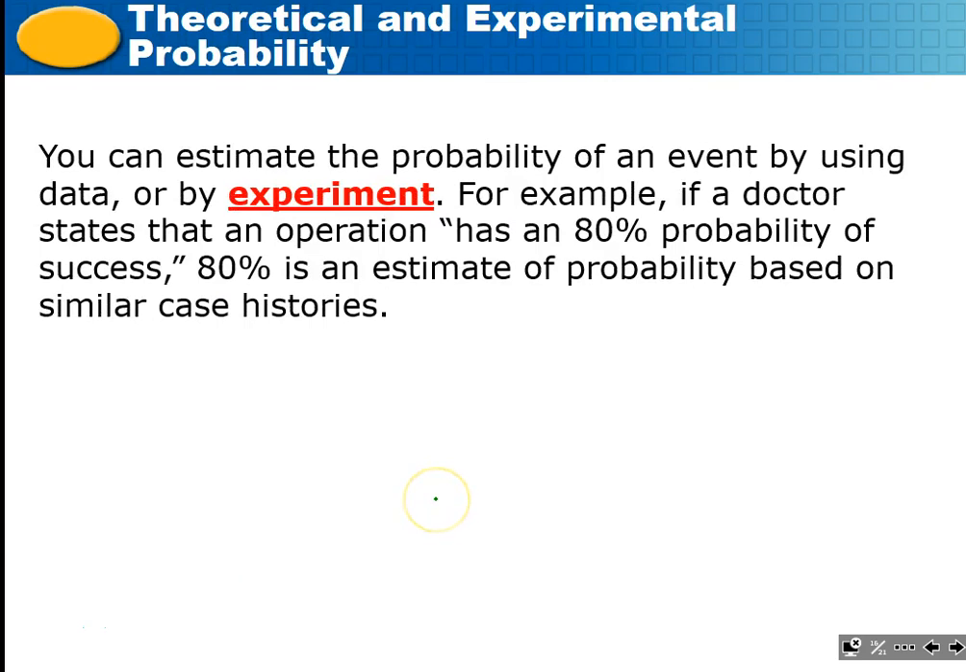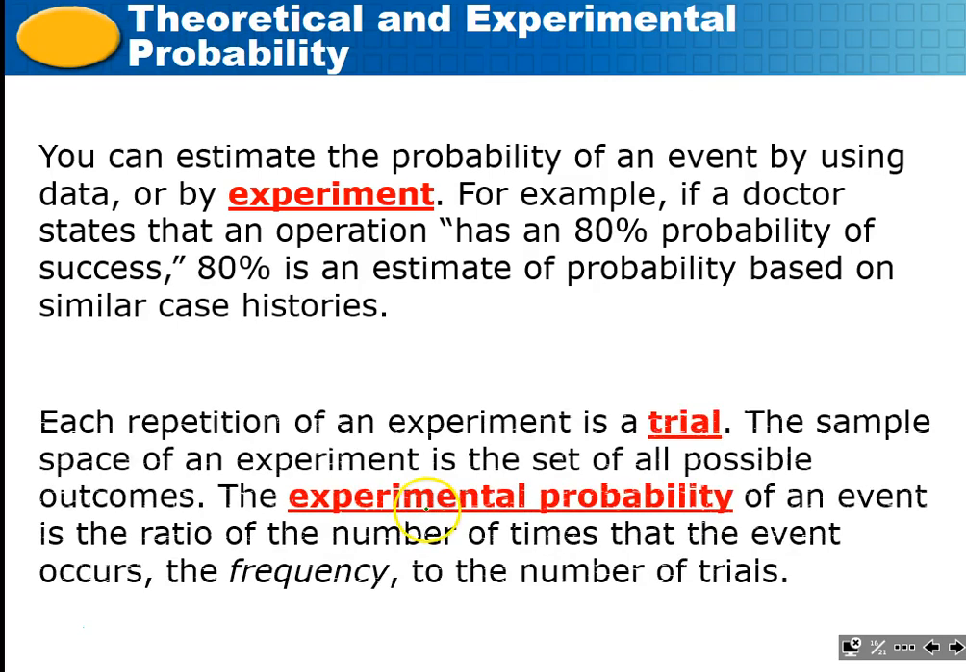All right, so now you can estimate the probability of an event by using data or by an experiment. For example, if a doctor states an operation has an 80% probability of success, 80% is an estimate of the probability based on similar case histories. Each repetition of an experiment is a trial. So in other words, I could say that I'm expecting 8 out of 10 to be successful. However, when I actually do the surgery, that's going to be the experiment, and that's going to determine whether that is true or false. The sample space of an experiment is the set of all possible outcomes.